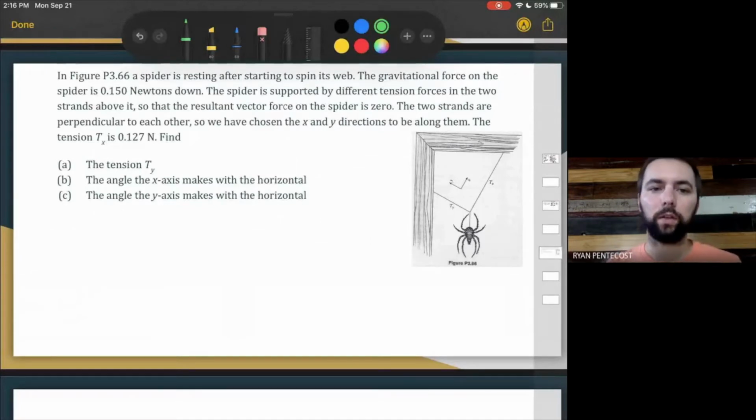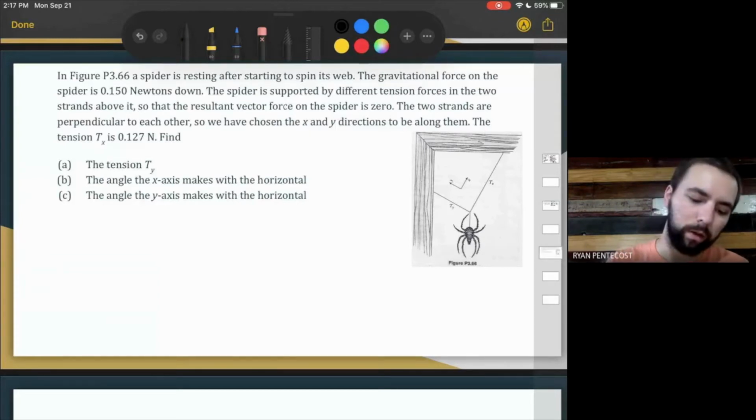The two strands are perpendicular to each other, so we have chosen the x and y directions to be along them. The tension Tx is 0.127 newtons. So we need to find in part A the tension Ty. We are given Tx. Then for part B, we want the angle the x-strand makes with the horizontal axis. And then we want, in part C, the angle the y-strand makes with the horizontal axis. So this is going to take some setting up.